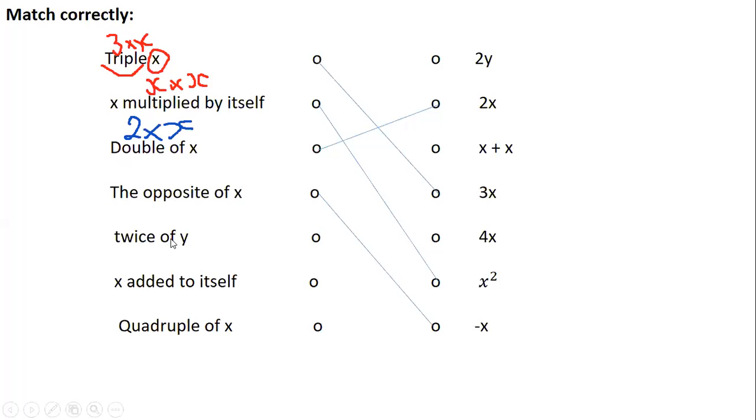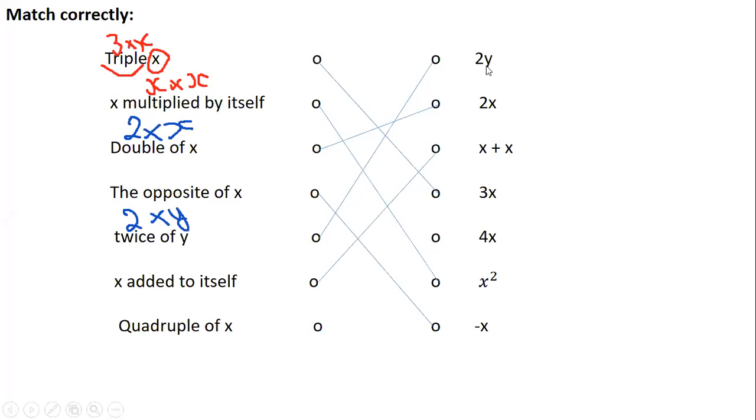Also, twice of y means I should multiply y by 2. So this means 2 times y. How is 2 times y written as an algebraic expression? It is written 2y. That's why I matched it to 2y. X added to itself: I'm adding x plus x, so we match it to x plus x.